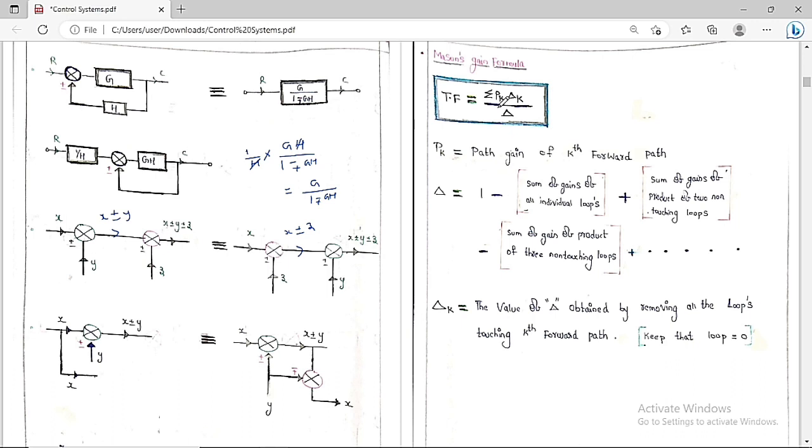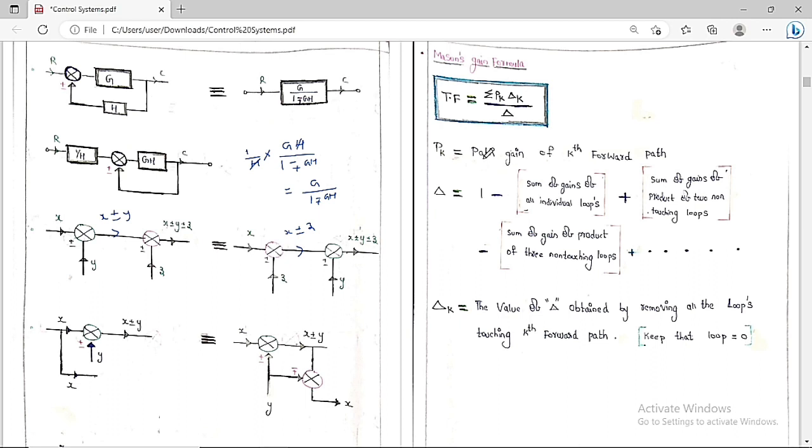So the transfer function, which is the Laplace transform of output by the Laplace transform of input, assuming the initial conditions are 0, is equal to sigma Pk into delta k by delta. So this formula you always have to keep in your mind. Where Pk is called the path gain of the kth forward path.